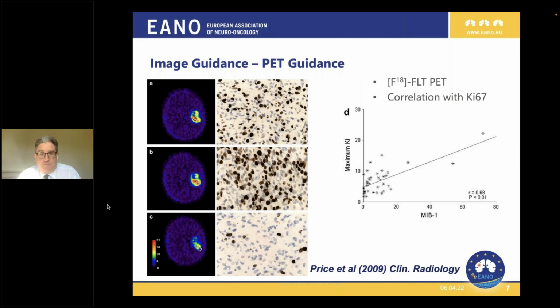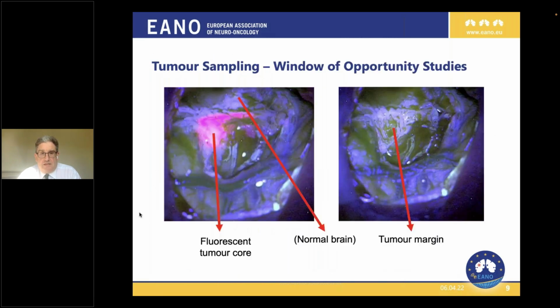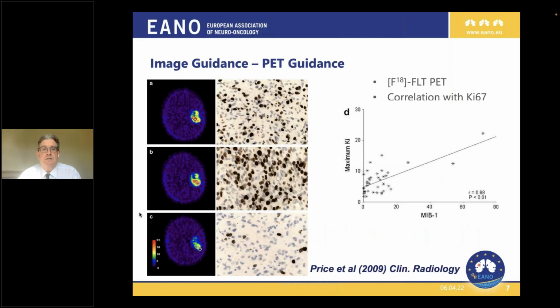And this is an example of our study, where we were looking at trying to correlate FLT PET, fluorothymidine PET, as a marker of proliferation in tumours.